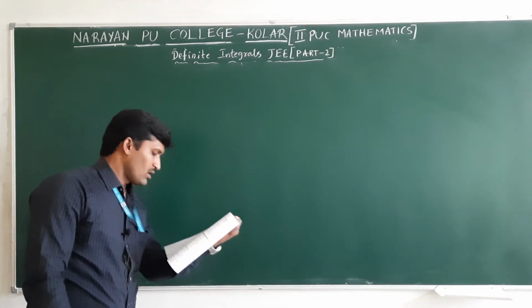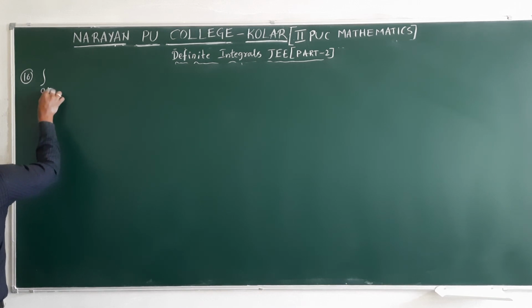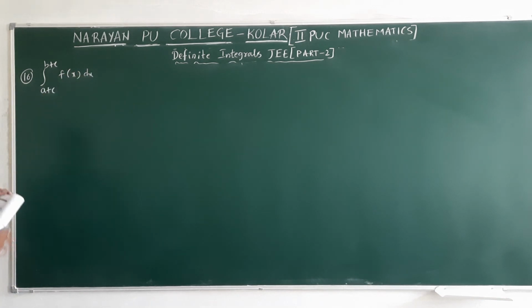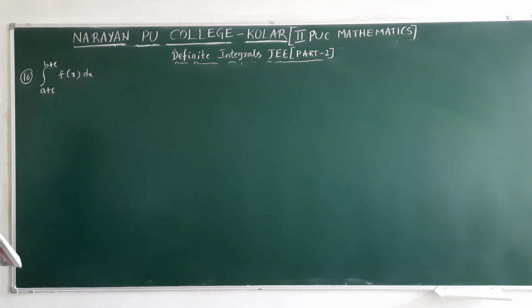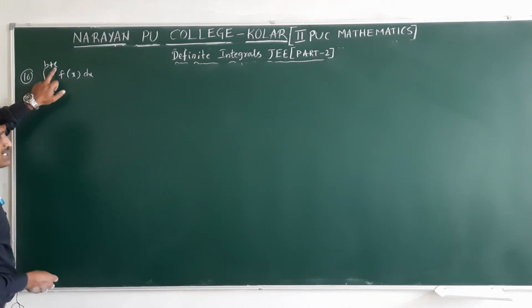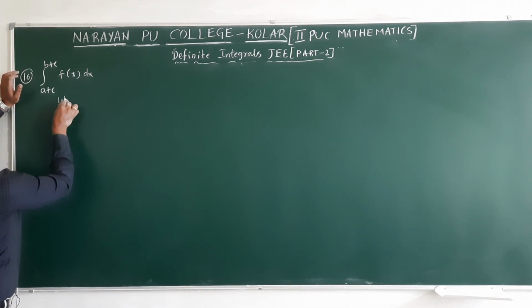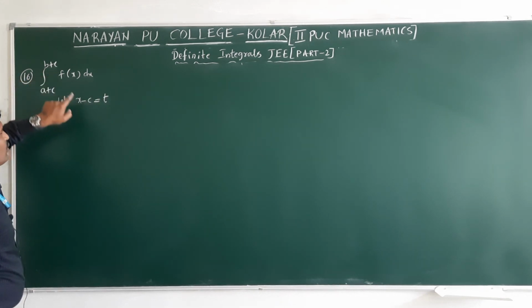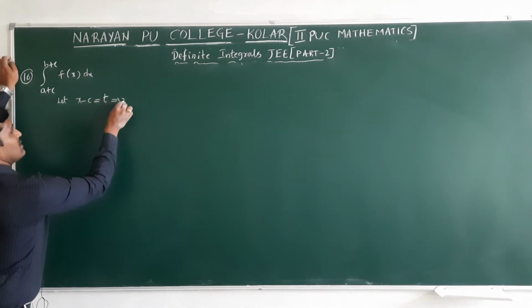So next, the 16th one: integral a plus c to b plus c of f of x dx. Here the consideration is we have the same value c in these limits and all options are given in terms of a, b. That's why, when plus is there in the limits, we need to subtract from x. That means we need to consider x minus c is t. When minus is there, we need to write x plus c is t. Clear?